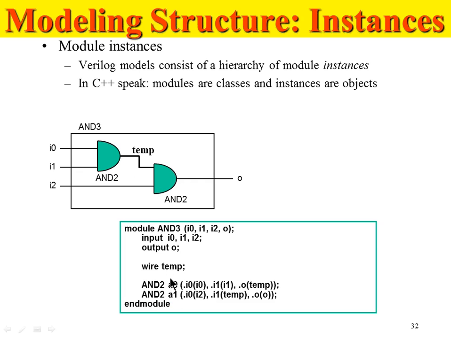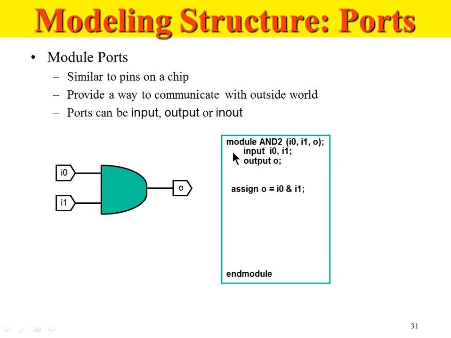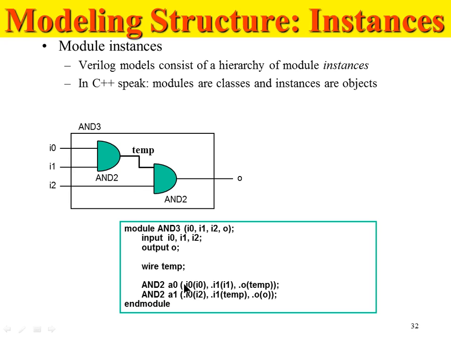I will call it A1 because it has to be a different instance label. Then dot I0, dot I1, and dot O again are inputs and outputs of this AND2 gate. These are connected to bracket I2, means local signal, local input I2. Temp in bracket means local signal wire temp, and dot O means local output O at AND3 level.